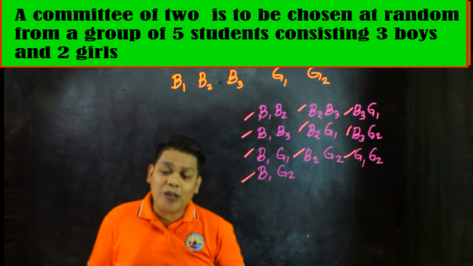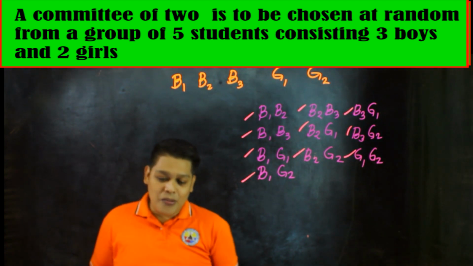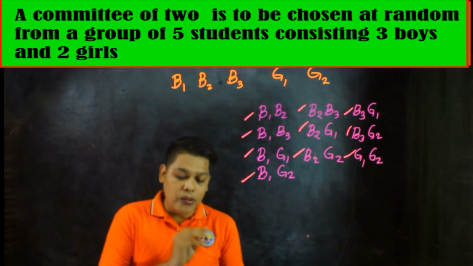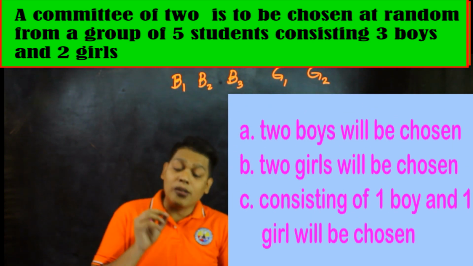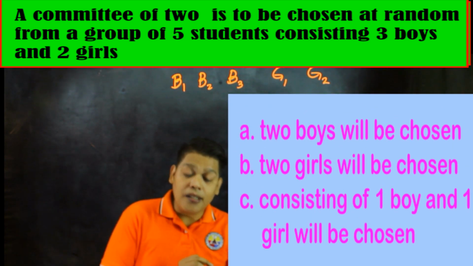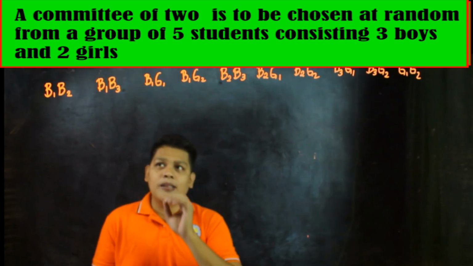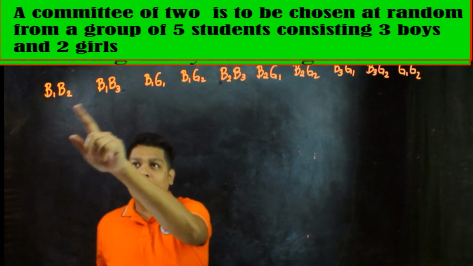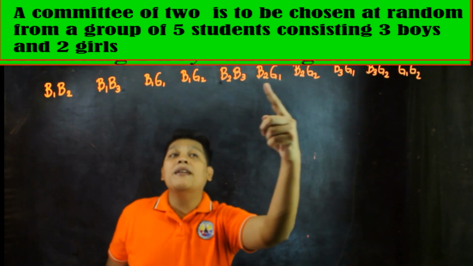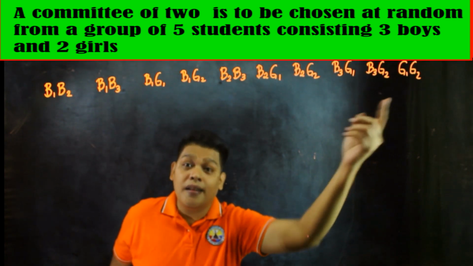So we are now ready to answer the 3 questions: 2 boys will be chosen, 2 girls will be chosen, and consisting of 1 boy and 1 girl will be chosen. We will get the probability. This is the sample space: 1, 2, 3, 4, 5, 6, 7, 8, 9, 10.